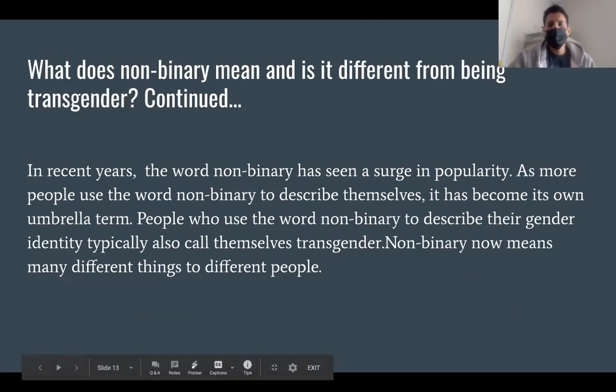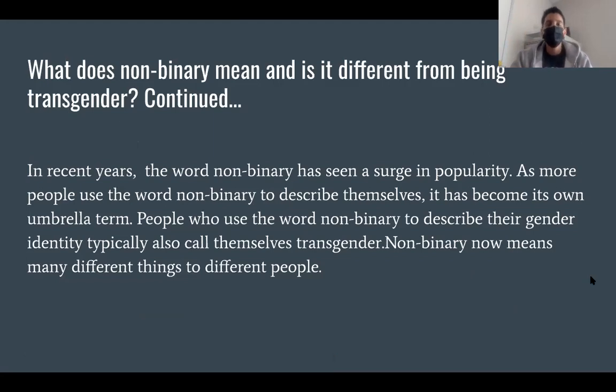So back to that term non-binary. What does that mean? And is it different than transgender? In recent years, the word non-binary has seen a surge in popularity, whether in TV shows, movies, or social media. As more people use that term to describe themselves, it has become its own umbrella term, like I explained earlier. People who use the word non-binary to describe their gender identity typically also call themselves transgender. Non-binary, because of all of this, now means different things to different people. And so what am I getting at, right?